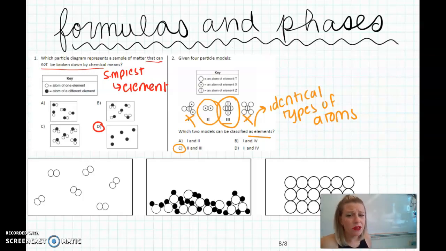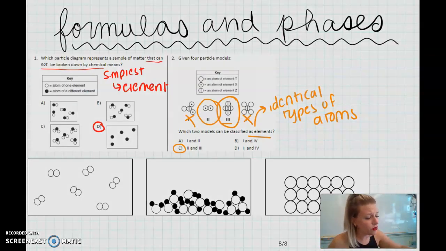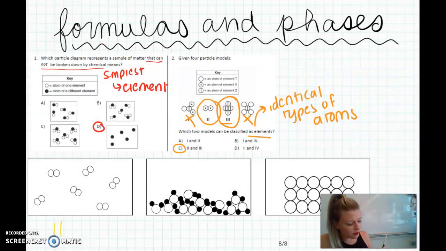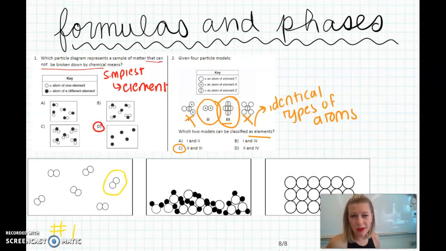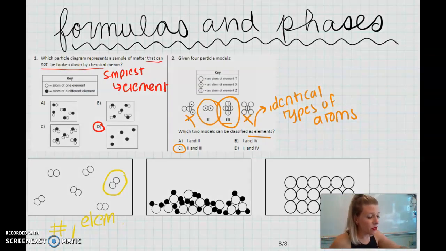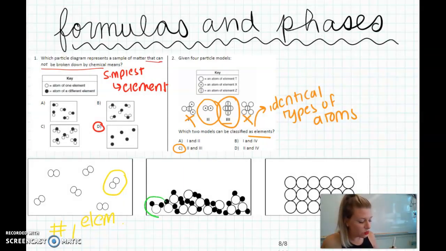So again, we used particle diagrams yesterday to talk about elements, compounds, or mixtures. Let's just do a quick review here with these elements, compounds, and mixtures. So particle diagram number 1 that we have right here, notice that we have 2 identical atoms. They are combined to form a molecule, okay? But if we have 2 identical types of atoms, that means it is an element.